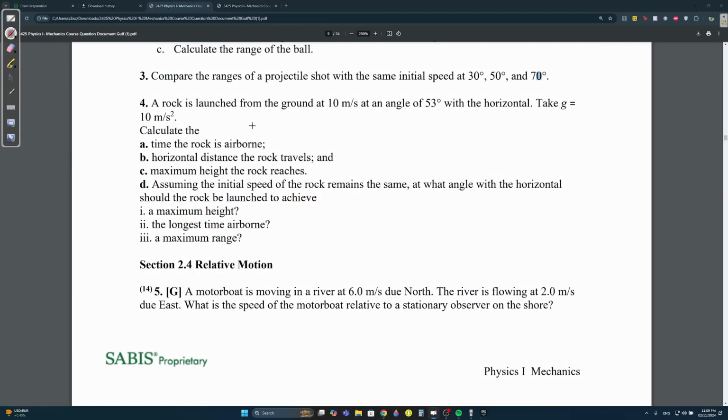The horizontal distance the rock travels and the maximum height. Okay, first let's find the horizontal distance. The range is equal to v naught squared sine 2 theta over g. So it's going to be 10 squared sine 2 times 53 over 10.